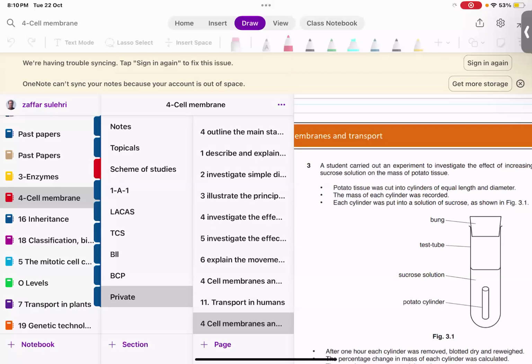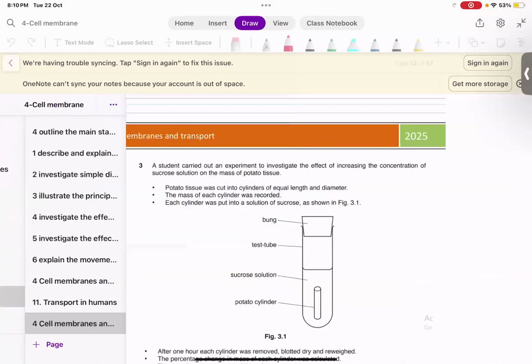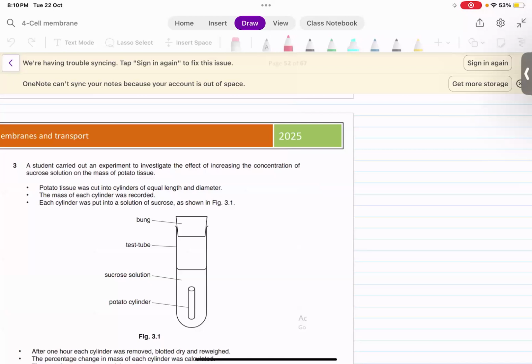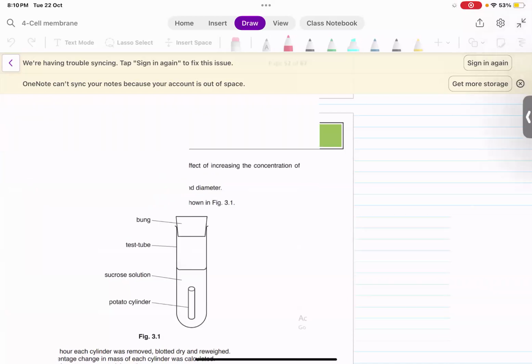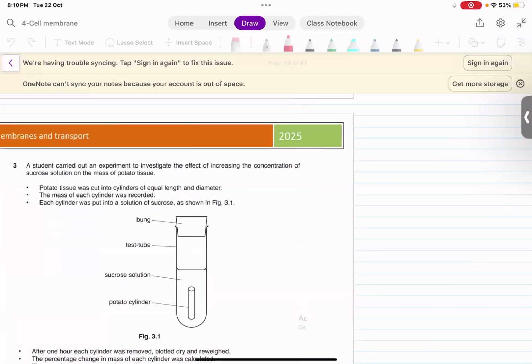Okay. So let's see in active transport. Just give me a minute.